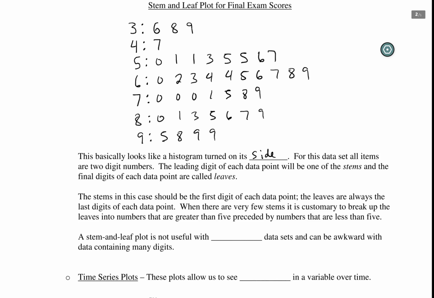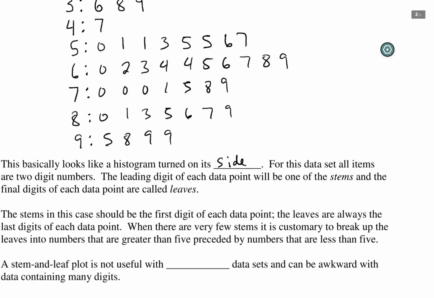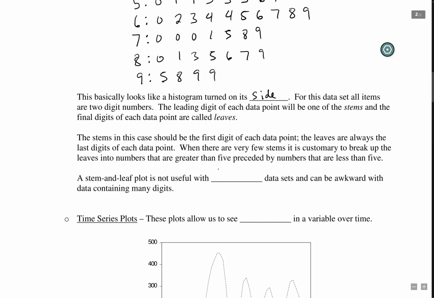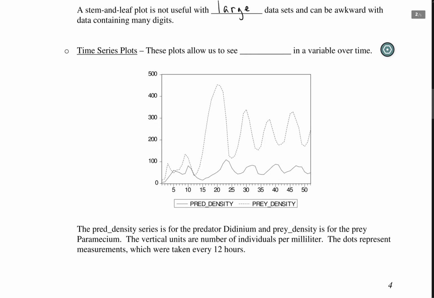It wouldn't be useful. So you'd have to restructure your stems and your leaves in a special kind of way, and sometimes that can just get really too clunky and not worth it, and just sticking with a histogram of that sort of data is most useful. So to fill in the blank here, a stem and leaf plot is not useful with large data sets, nor with data sets that have many digits in it.